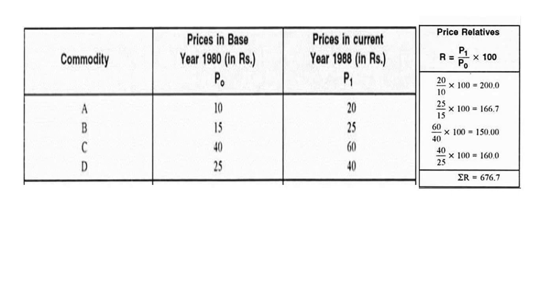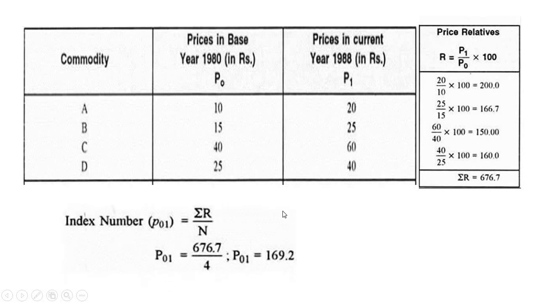How do you calculate P1 divided by P0? 20 divided by 10 into 100 is 200. 25 divided by 15 into 100. 60 by 40 into 100. 40 by 25 into 100. Like that. If we calculate, then the total is 676.7.